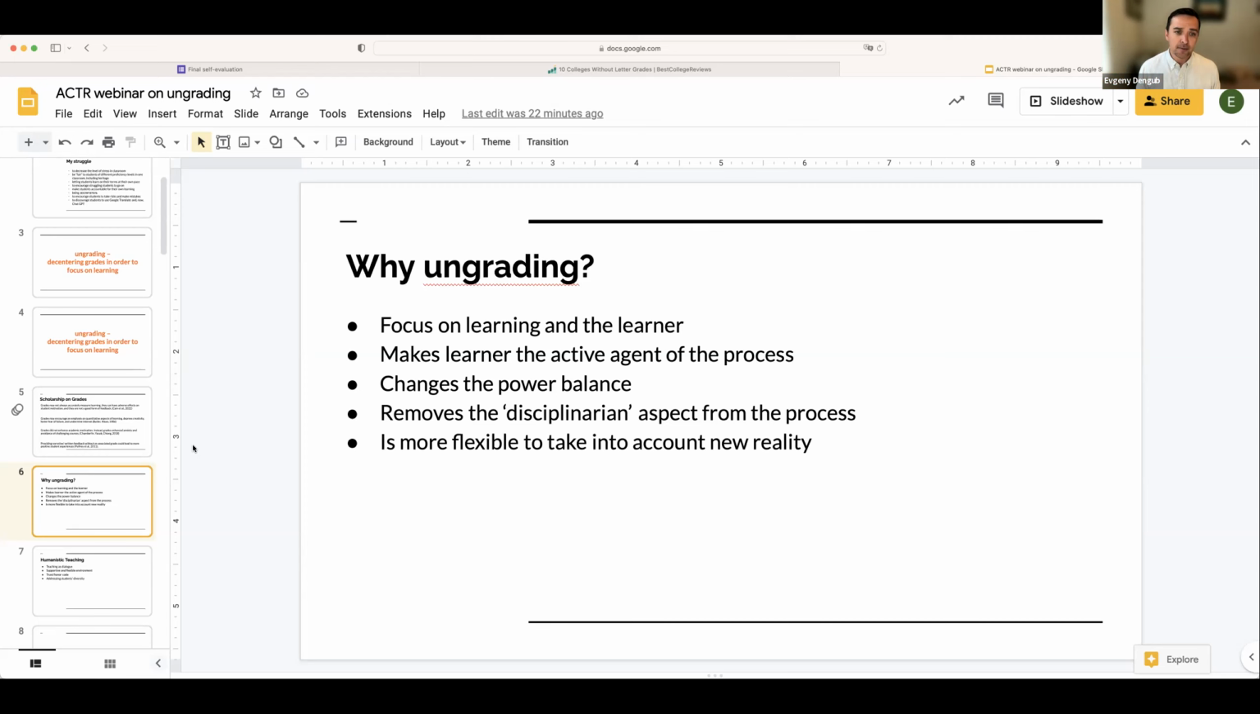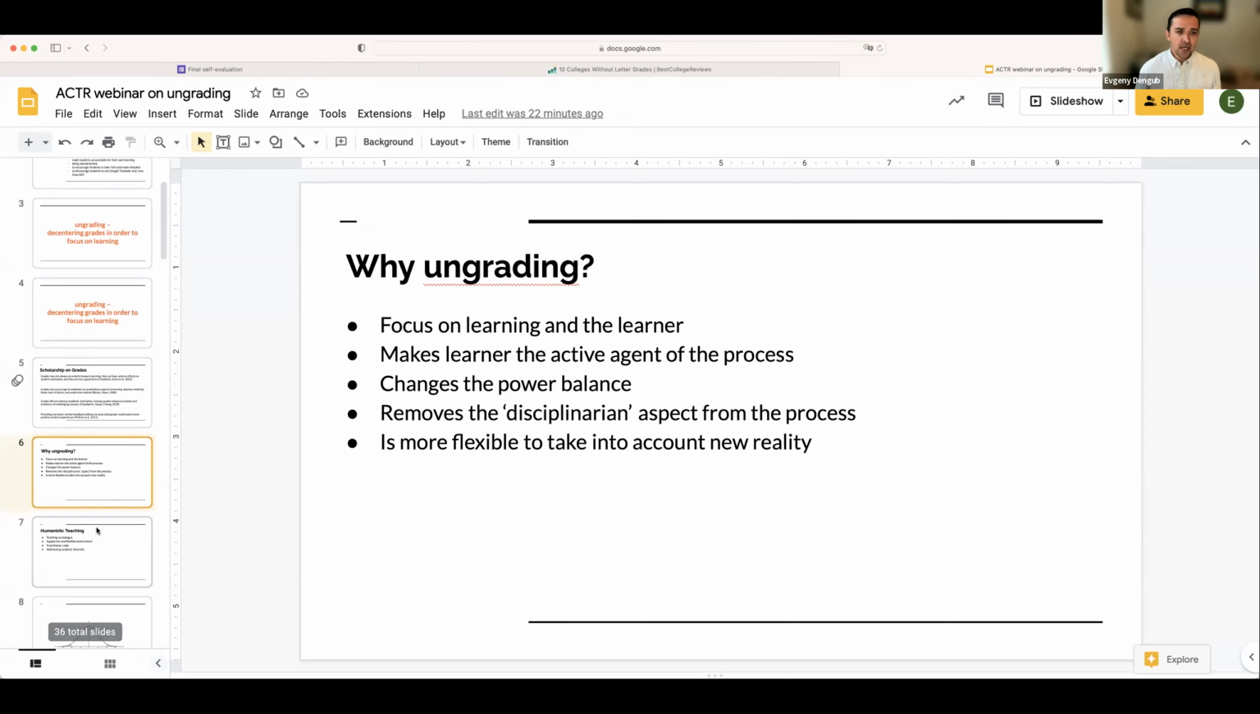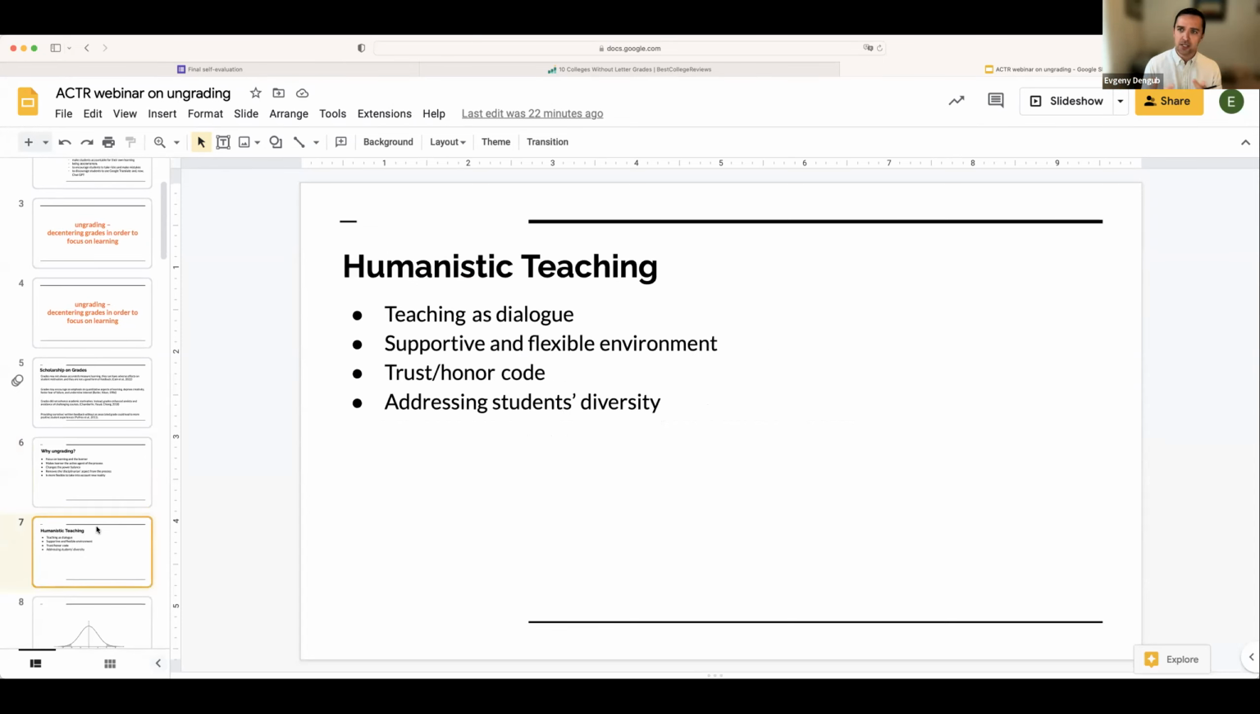And it helps remove the disciplinary aspect from the process, and is a more flexible approach to take into account the new reality. We all live in this post-COVID world, and it's changing our policies and ideas, what attendance is and what participation is, stuff like that. And it is in the tradition of what I call humanistic teaching, teaching as a dialogue, creating a supportive and flexible environment, trusting students, relying on our code system, and addressing our students' diversity.